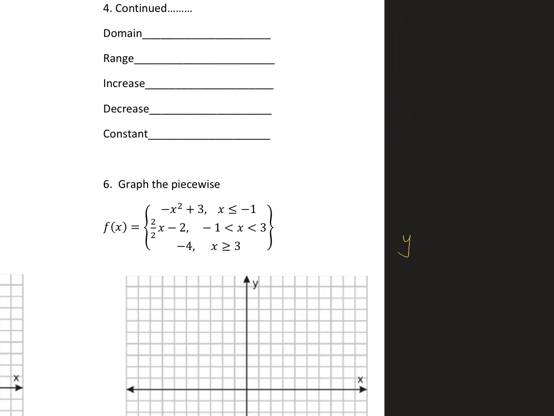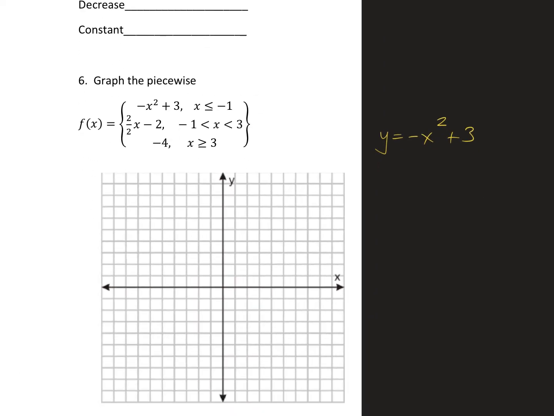It says y equals negative x squared plus 3. It's a parabola, good. Now, if you guys are going to do a table of values for this, somebody last period did this awesome. They did a table of values, and they just kept getting the wrong answer. And I need to show you guys why.